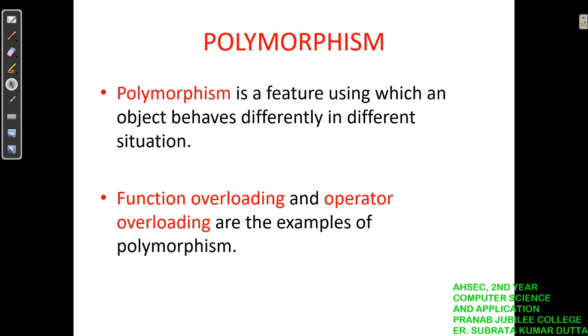This polymorphism is accomplished in two ways. One is function overloading, another is operator overloading. Definition questions come in exams, like what is polymorphism and what is function overloading. So let's see what function overloading is and how we can achieve polymorphism by function overloading, and what it really means in programming. We'll see an example of it in this video.